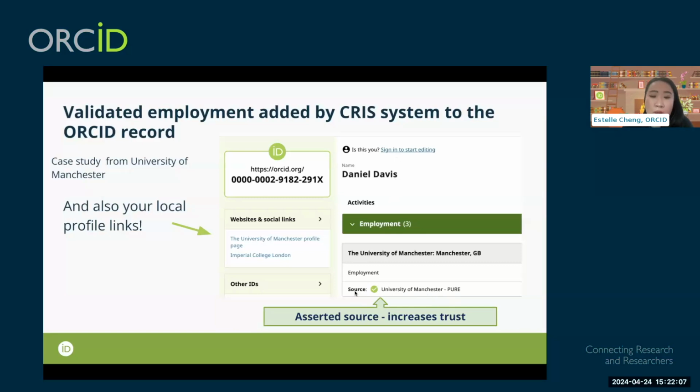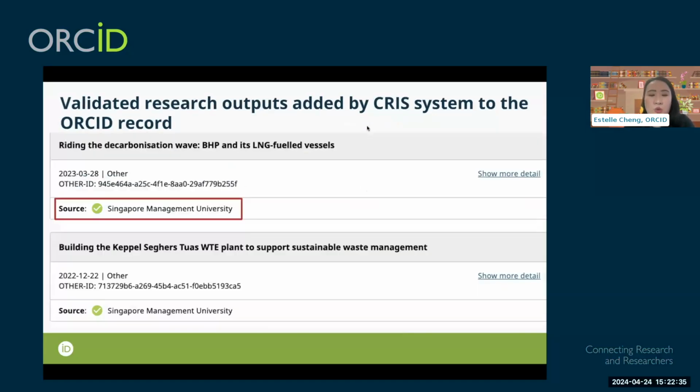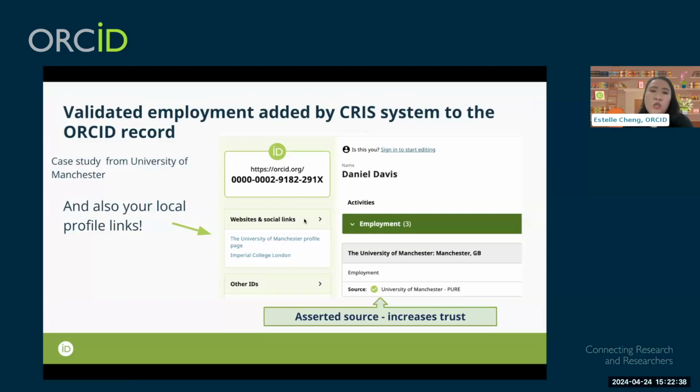Once you've done that, when you integrate with ORCID in your system and you add information back to ORCID, the source name will be yours, like University of Manchester here. And this increases trust because this is a piece of validated employment information added by researchers and research organizations. And again, not only about affiliations, you can also add your profile links because a lot of CRIS systems also contain a profile link page. So you can do that as well, or any different local profile pages too.